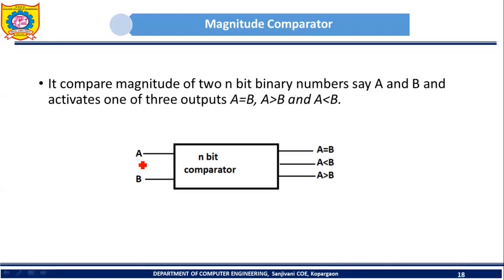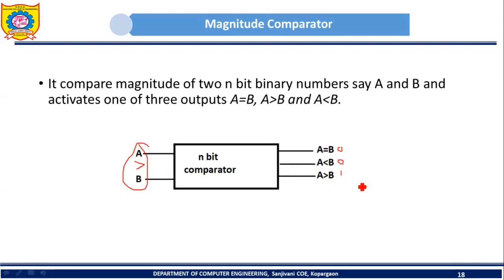Getting it? Let's assume that A is less than B. What will happen? This first output will be 0, because it corresponds to the case A equal to B. Since A is less than B, the next output will be 1, and the last output will again be 0. Now let's assume that A is greater than B. Then the first output of the magnitude comparator will be 0, the second output will be 0, and the third output, which corresponds to the case A greater than B, will be set to 1.